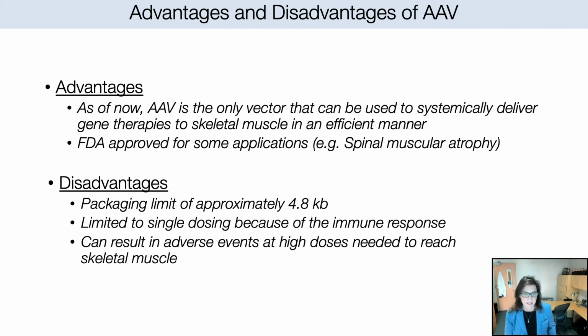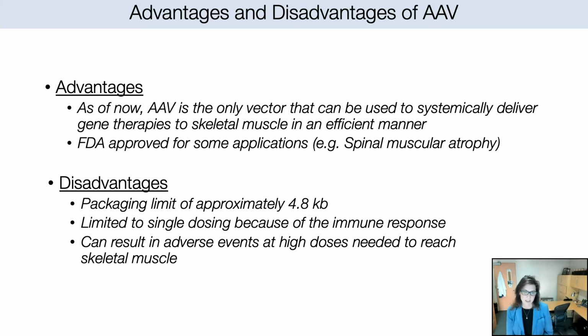And there are many advantages and disadvantages to using AAV. The biggest advantage is that it can be delivered throughout the body, through the blood, and efficiently target skeletal muscle. And the fact that it is FDA approved already for some applications like spinal muscular atrophy lowers the inertia for getting approval for Duchenne. There are some disadvantages, though.